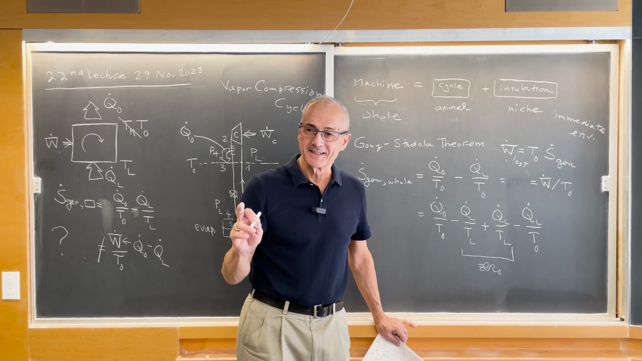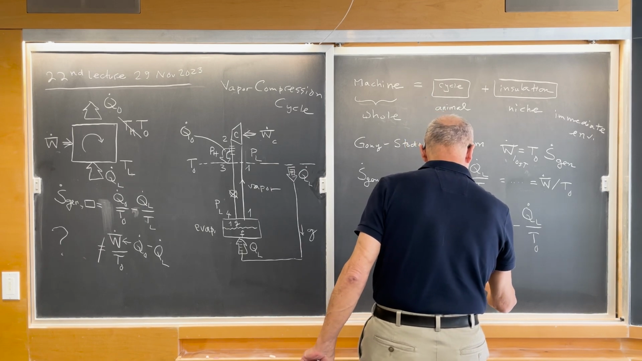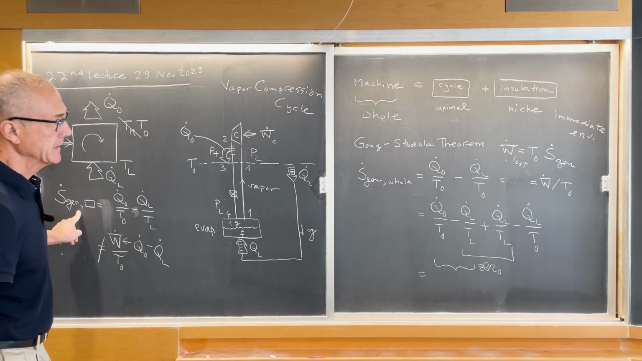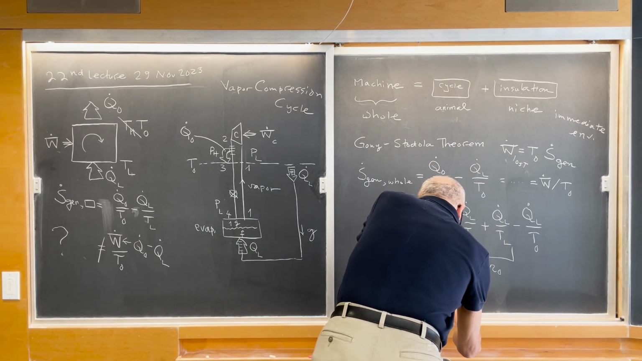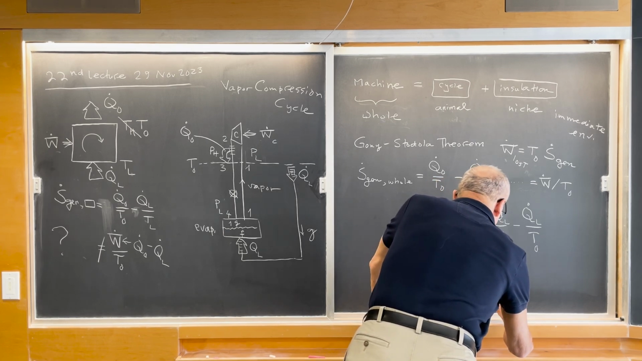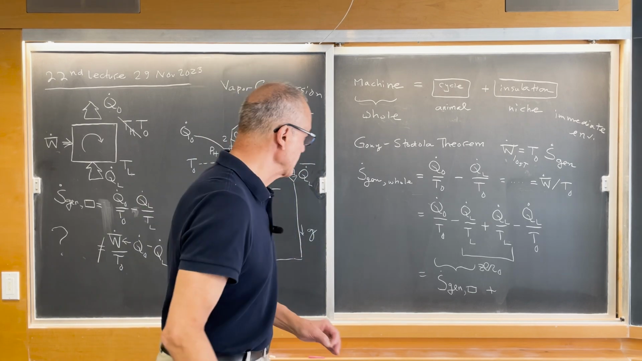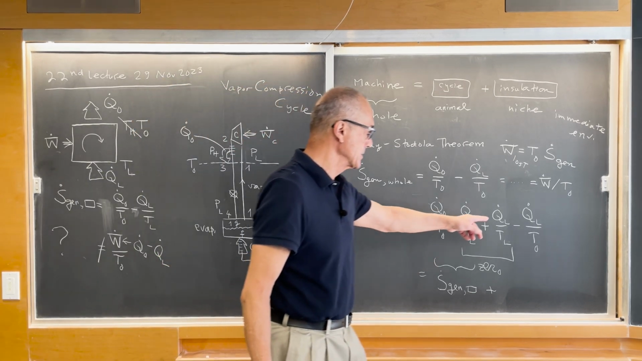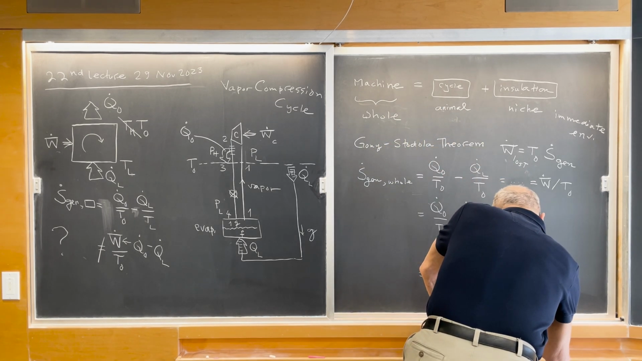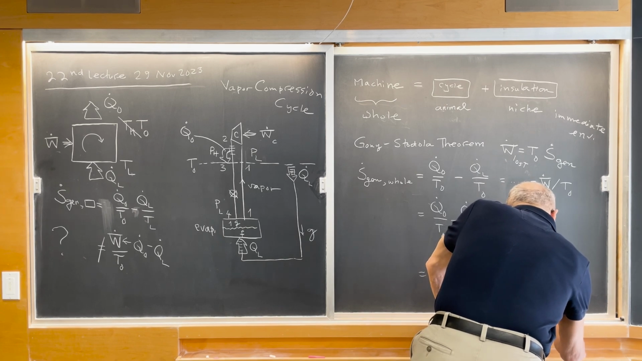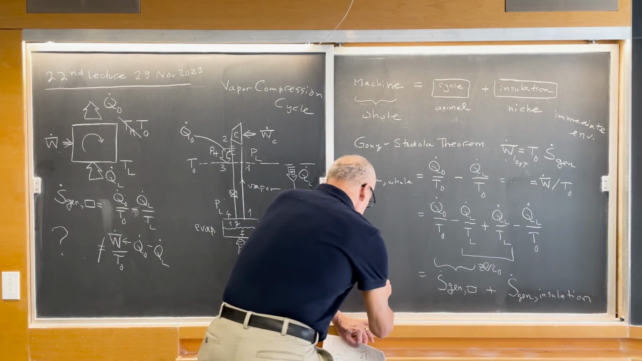But the reason for the trick is that the first two terms represent the entropy generated by the so-called cycle. And the second two terms represent the entropy generated inside the insulation. You see, in the insulation, entropy out is QL over TL. Entropy in is QL over T0. So entropy generation in the insulation is the difference.